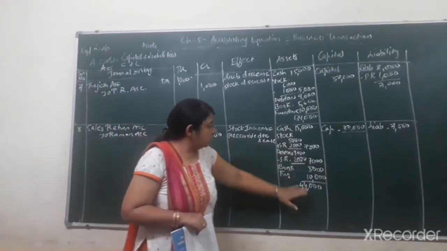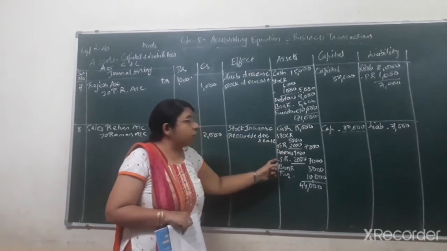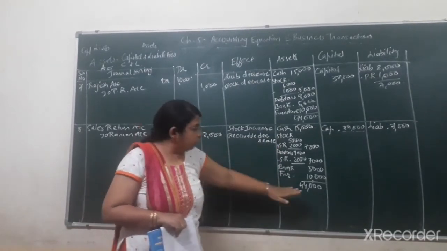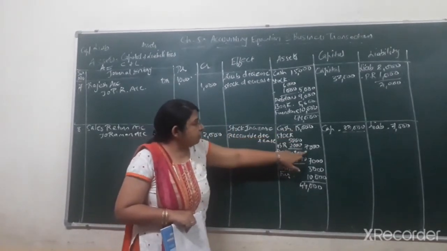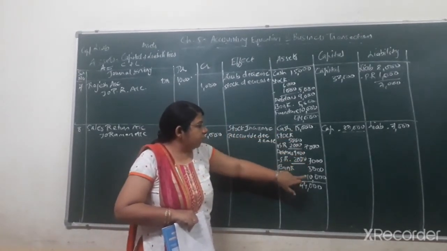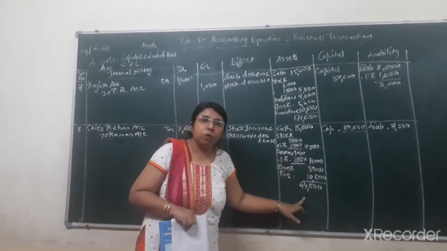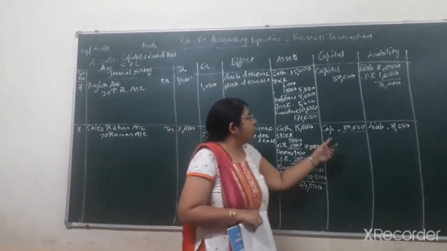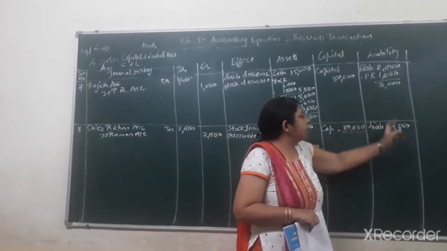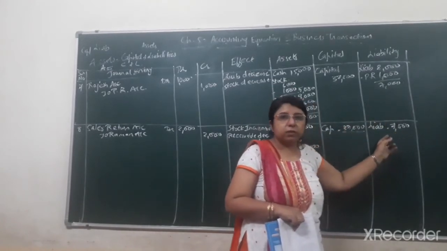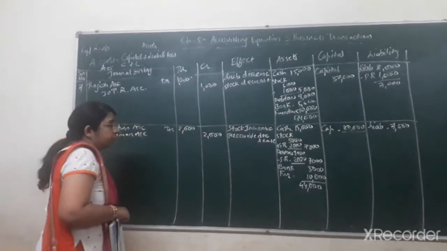Now again the total of assets will be the same, because the stock will be increased and the same amount of debtors will be decreased. So ultimately the total of assets will remain the same. That is 15 plus 7, 22, 22 plus 7, that is 29, 29 plus 5 would be 34, and 34 plus 10 would be 44,000. In case of capital also it is the same, that is 37,000, no change, and the liability is also the same as in the previous transaction, that is 7,000. So up till now we have completed the 8th transaction.